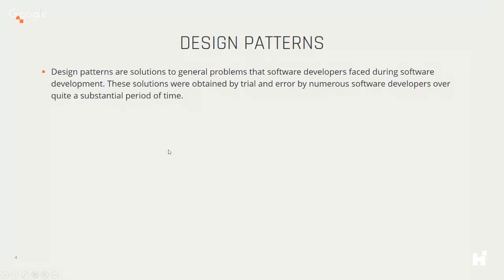Now we'll be talking a little bit about design patterns. So what is a design pattern? A design pattern is a solution to general problems which arise in software development activity. These design patterns are obtained by trial and error by a large group of software developers over a large period of time. Based on that, they have designed some patterns which we can use to overcome general problems we might encounter in our development activity. So that is a design pattern.